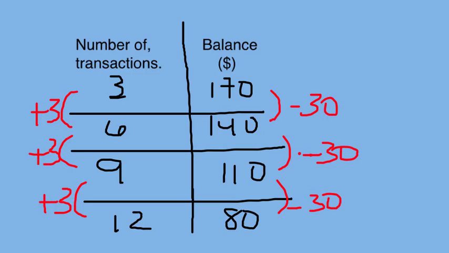So we can write this as a change of negative 30 over 3. And what does that reduce to? It reduces to $10 per 1 transaction. So we do have a constant rate, so we have a linear relationship.